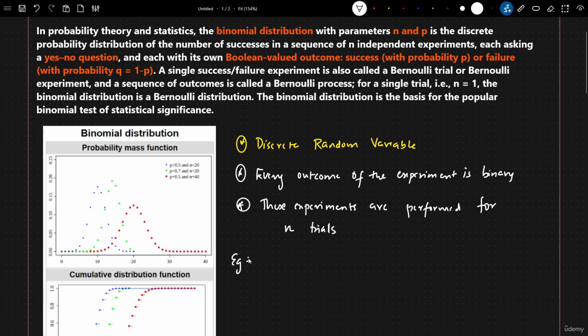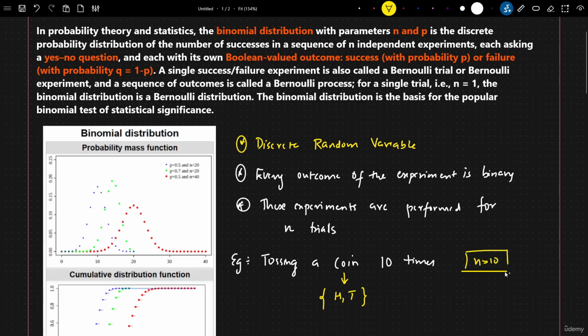One of the examples can be tossing a coin for 10 times. Now, if I consider tossing a coin as a single experiment or single trial, here my output is heads or tails. So the outcome is binary. But when I am tossing it 10 times, my n becomes equal to 10. That basically means I'm working it for n trials.